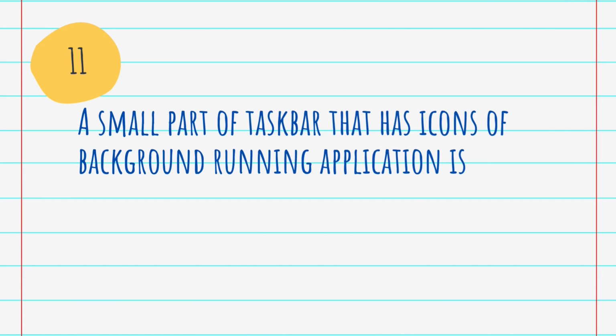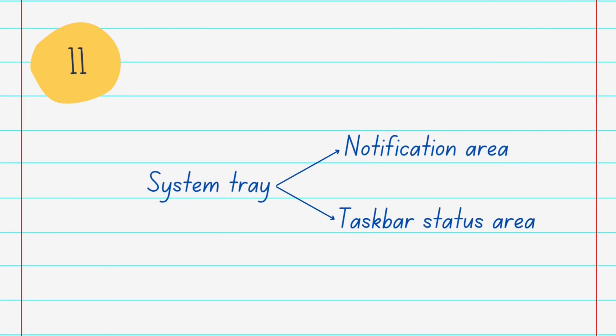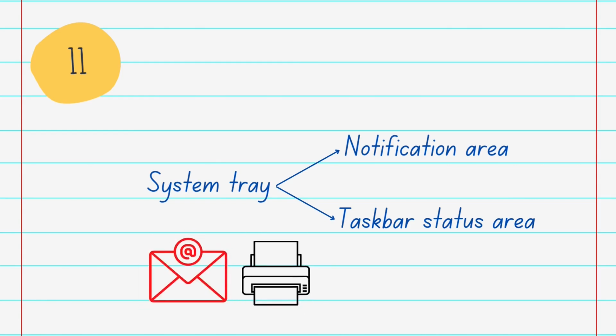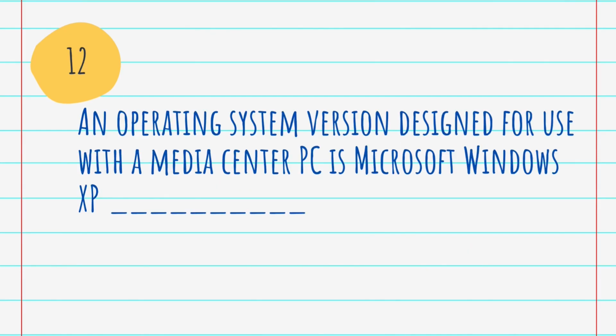Okay. Then regarding the same topic, our next question is, a small part of the taskbar that has icons of background running applications is, and the answer is system tray. A small part of the taskbar that has icons of background running applications is the system tray. System tray is also known as the notification area or the taskbar status area. It is a display menu where users can access various shortcuts and commands. It contains icons that provide users with easy access to system functions such as email, printers, network connection and volume control. Got it?